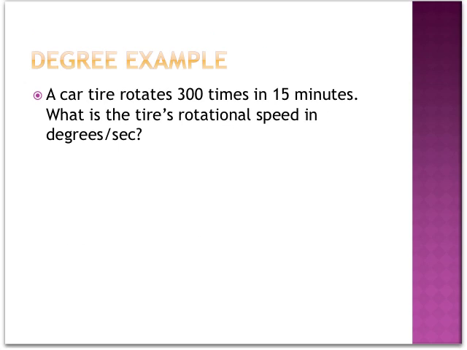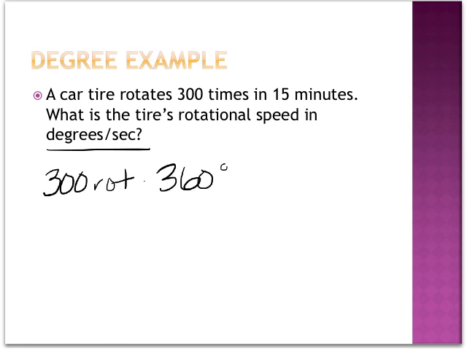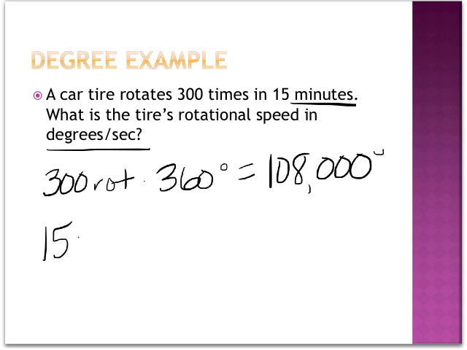So how you could apply this. Same sort of problems. A car rotates 300 times in 15 minutes. What's the rotational speed in degrees per second? So what we need to do is take our 300 rotations, multiply that by 360 degrees to get the total number of degrees. So that's going to be 300 times 360, which is 108,000 degrees. And then, again, it's 15 minutes, but we want it in seconds. So you do 15 times 60, which is equal to 900.